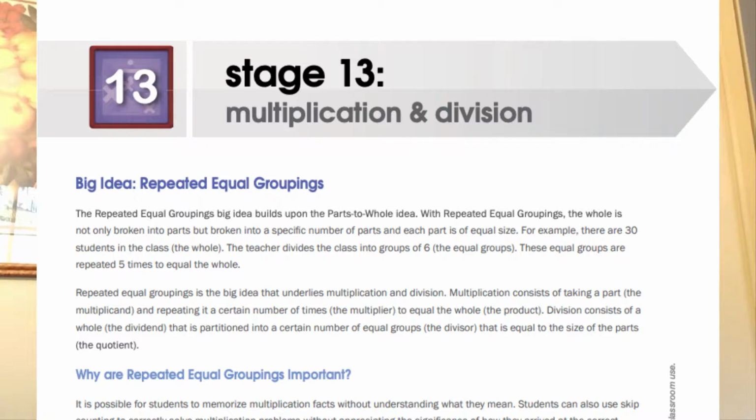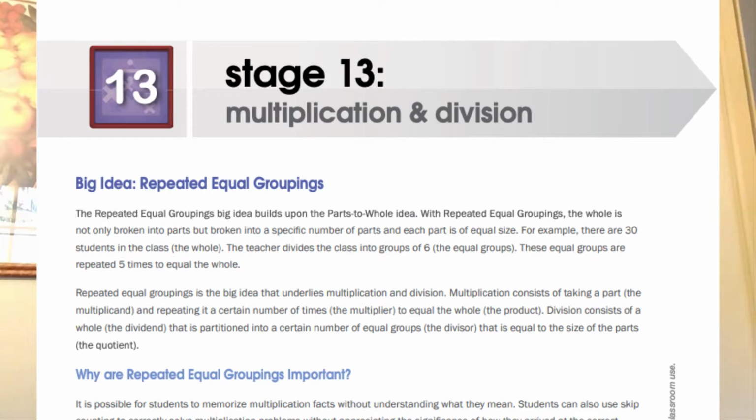We're going to look at a routine that could take 15 or 20 minutes of your class time, and it will work with your whole class, with a small group, one-on-one, and yes, it will even work remotely. The focus of today's lesson is going to be stage 13.1 to stage 13.3, which is multiplication.